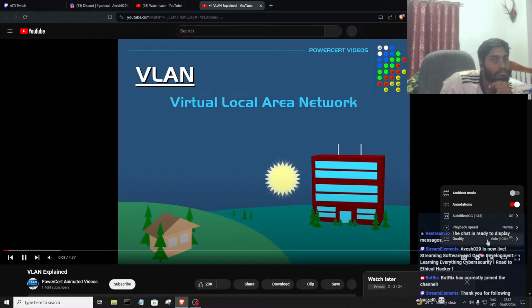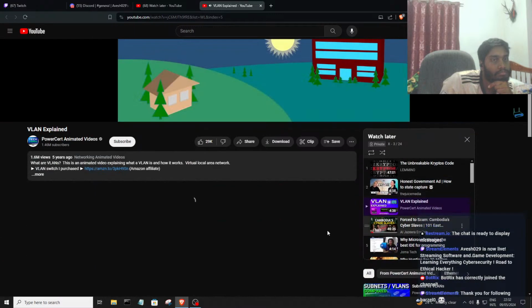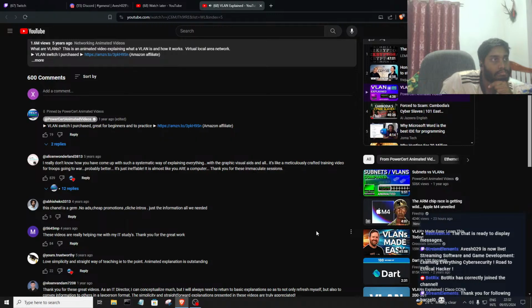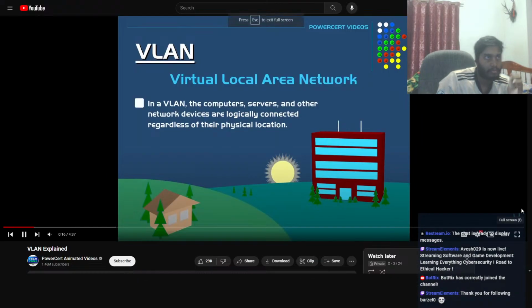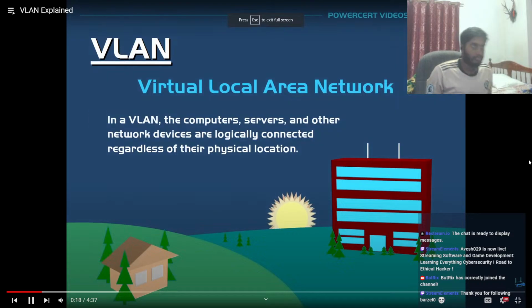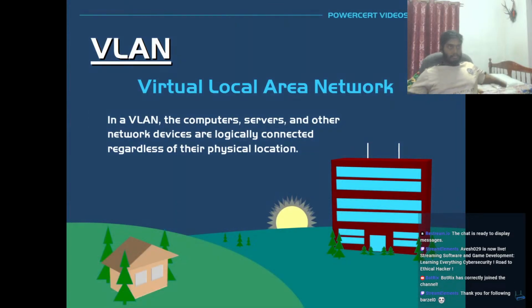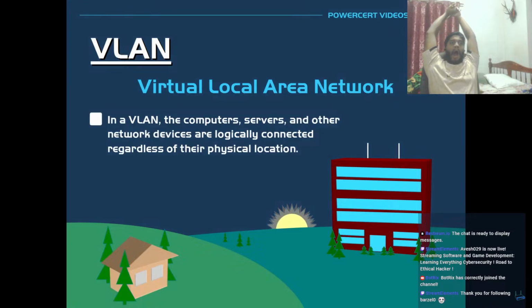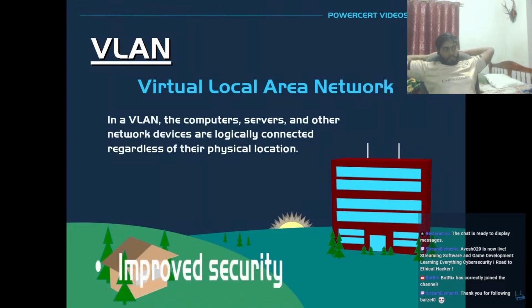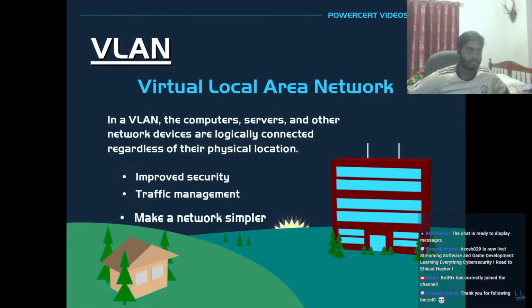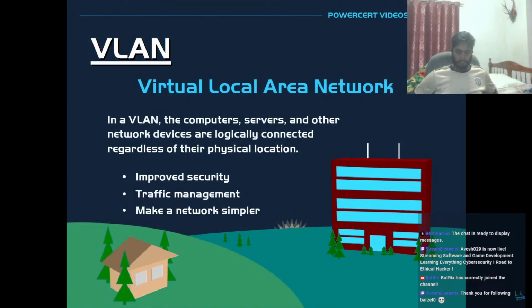VLAN stands for Virtual Local Area Network. A VLAN is a local area network where the computers, servers, and other network devices are logically connected regardless of their physical location. So even if these devices are scattered in different places, it wouldn't matter, because a VLAN can logically group them into separate virtual networks. And the purpose of a VLAN is for improved security, traffic management, and to make a network simpler.